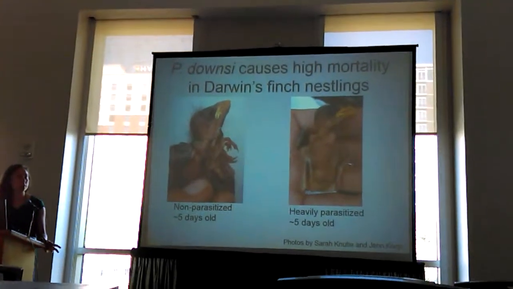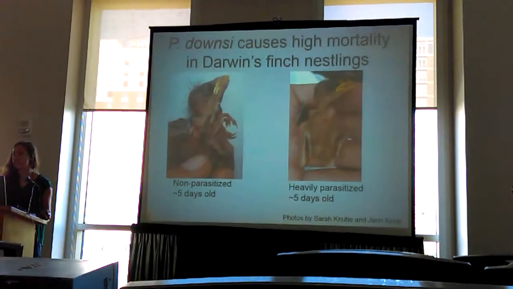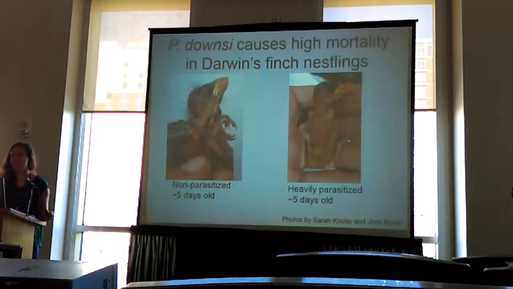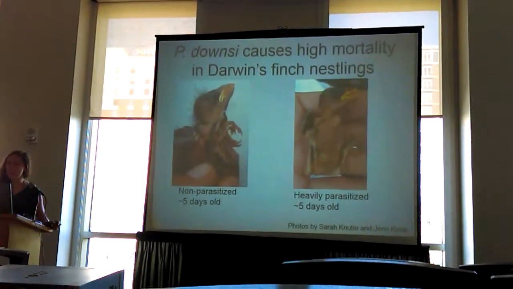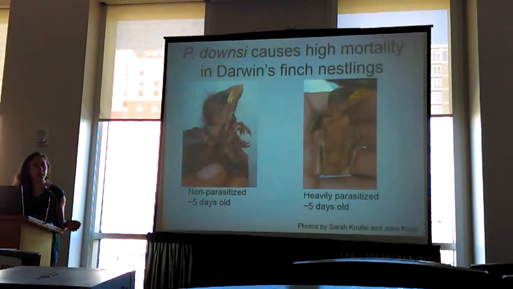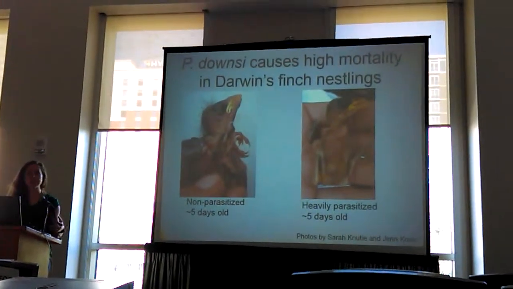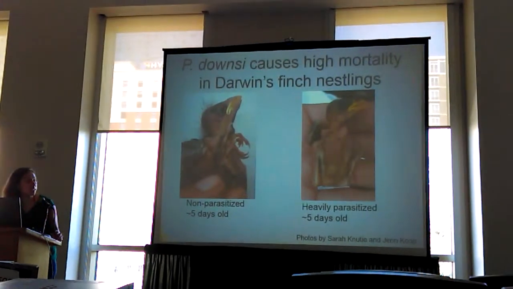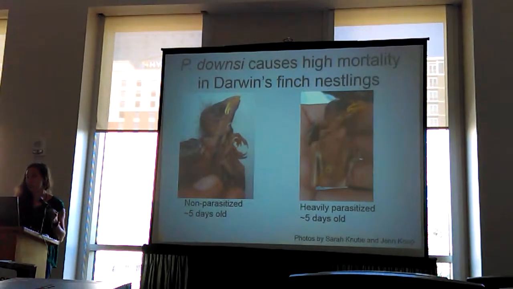P. downsii is a cause for concern in the Galapagos because it causes extremely high mortality in Darwin's finch nests. Here we can see examples of the pathology of parasitism. On the left-hand side, you can see a healthy chick. It's relatively plump and rosy, and you can contrast that with the heavily parasitized chick on the right side. Notice that it is smaller, it's anemic looking, and you can even see the lesions from the parasitism on the abdomen and in the nares of the bird.